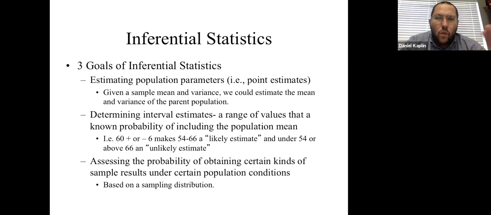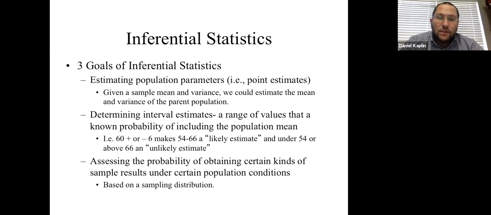So when we do inferential statistics, we really have three goals. One is to guess point estimates, or population parameters. Given a sample mean and variance, we could estimate the mean and variance of its parent population. So that could be useful.